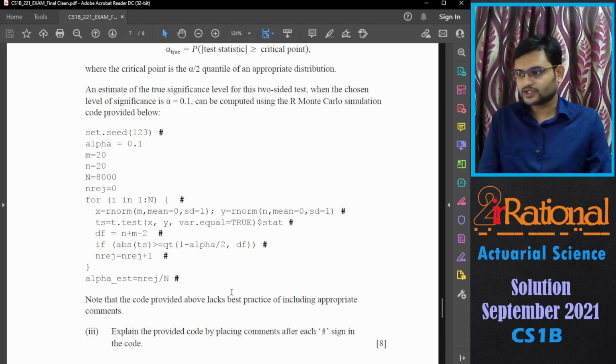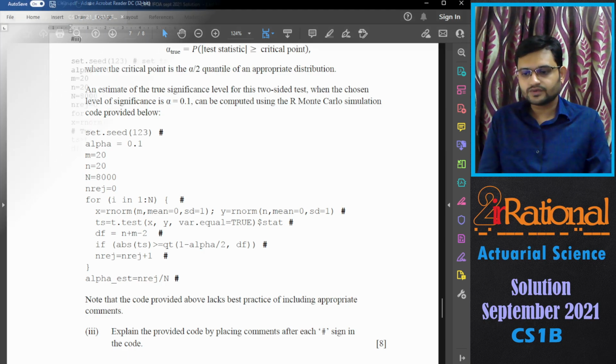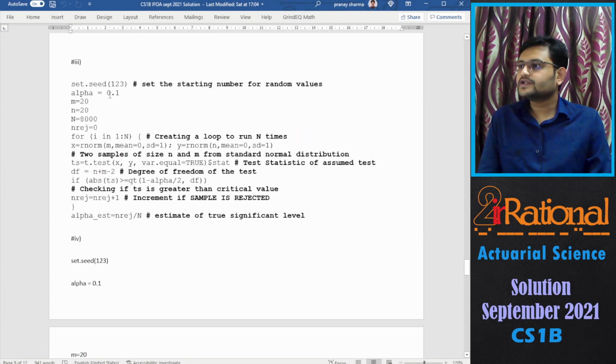What does this actually mean? Explain the provided code by placing the comments after each hashtag sign in the code. So for that, we'll say set.seed is nothing but setting the starting number for the random values. Then here we are taking our for loop.